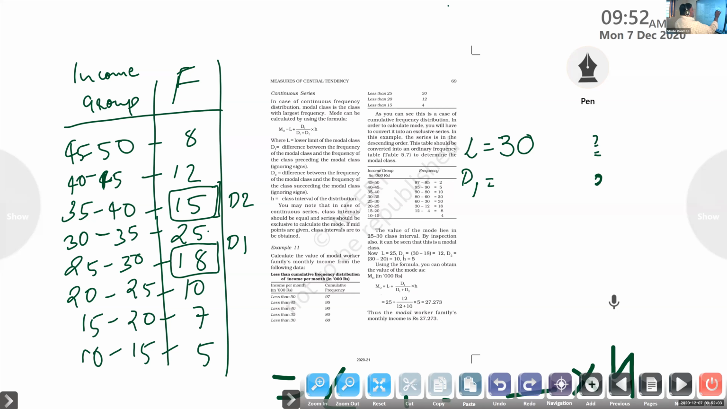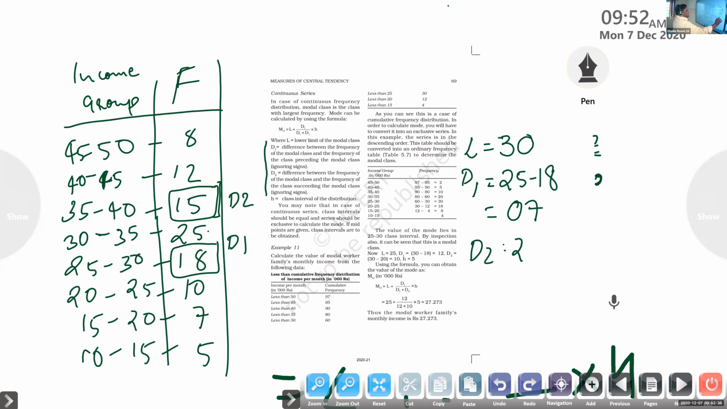Here it is 25 minus the preceding data, or what we can say, succeeding data? Succeeding data, right? Okay, so 18. So what is the answer? 7. Okay, D2, the preceding value.